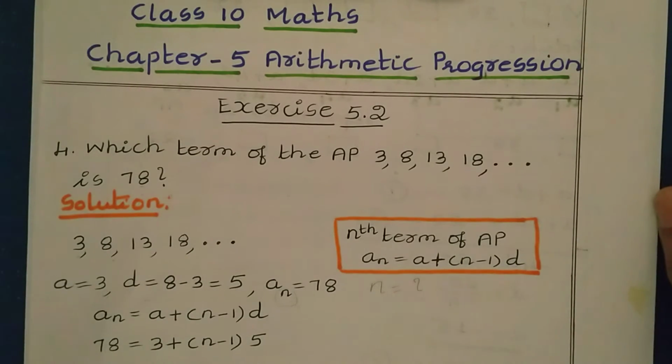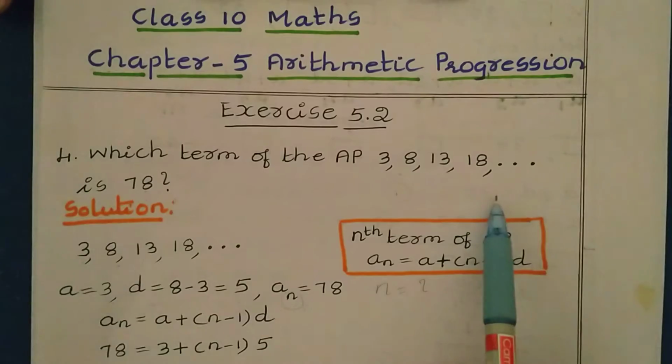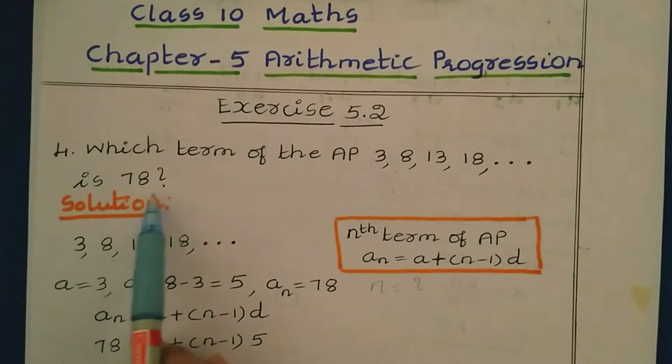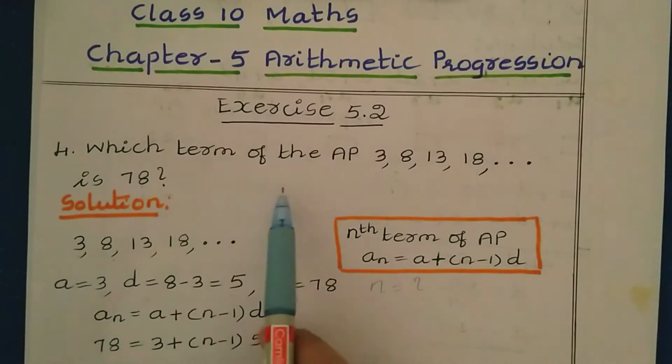5 and 6 solution. Question number 4, which term of the arithmetic progression 3, 8, 13, 18 is 78? In this question, they have given an arithmetic progression. Also, they have given the nth term of the arithmetic progression. We need to find the value of n here.